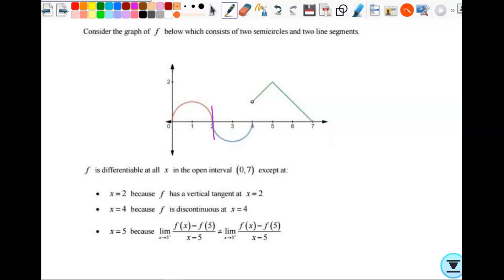And that's what this says right here. It's differentiable at all x in the open interval except at x equals 2, because we have this vertical tangent right here. Then at 4, it's not differentiable, because it's not continuous, because I have a jump. So x equals 4 is discontinuous.